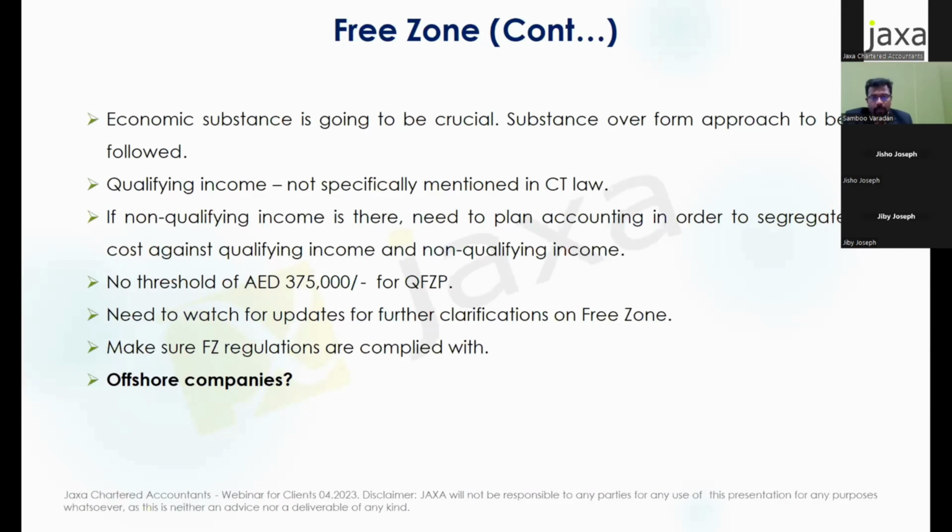Now, if you have qualifying income and non-qualifying income, you need to plan your accounting in order to segregate the cost against qualifying income and the cost against non-qualifying income. And for qualifying free zone companies, you have to keep in mind that you do not have a threshold of 375,000. That means any taxable income generated will be subject to 9% corporate tax.